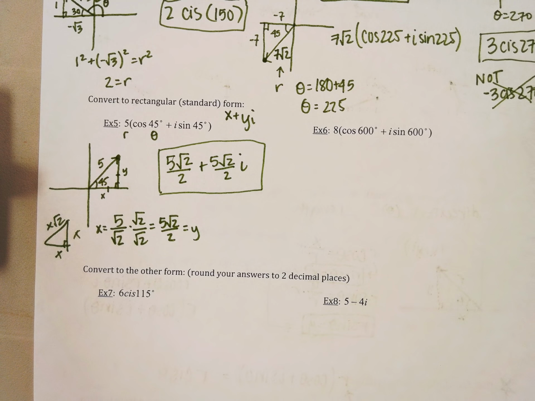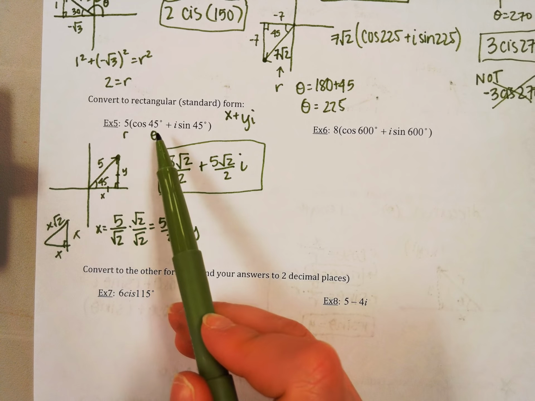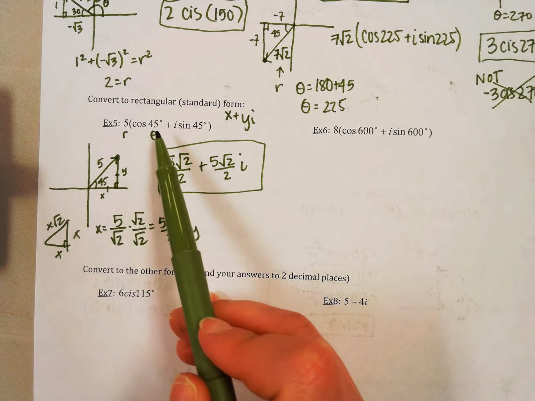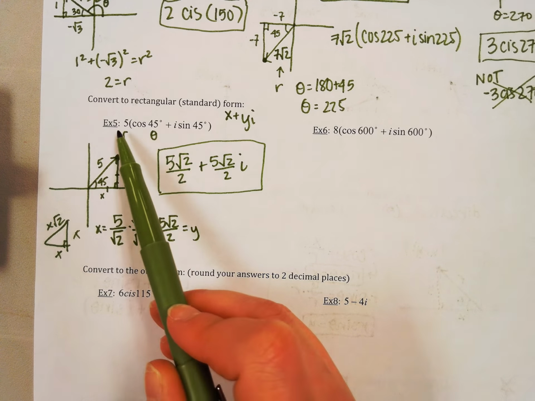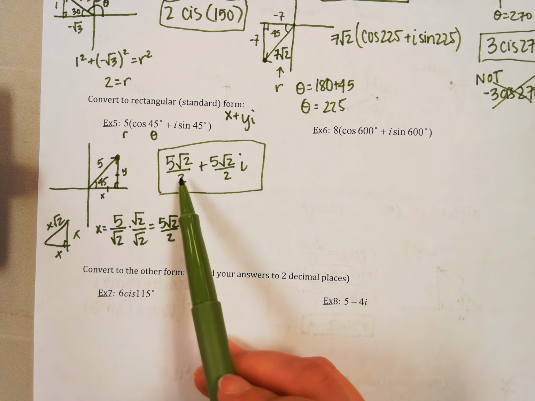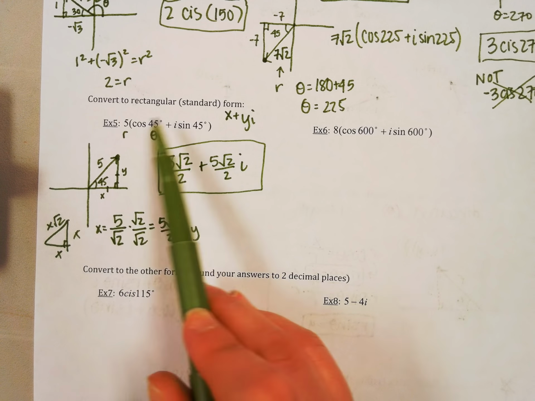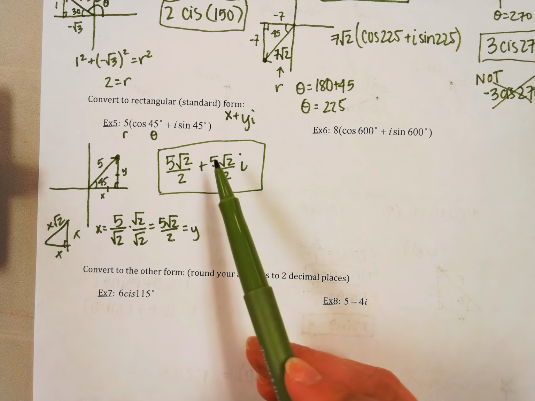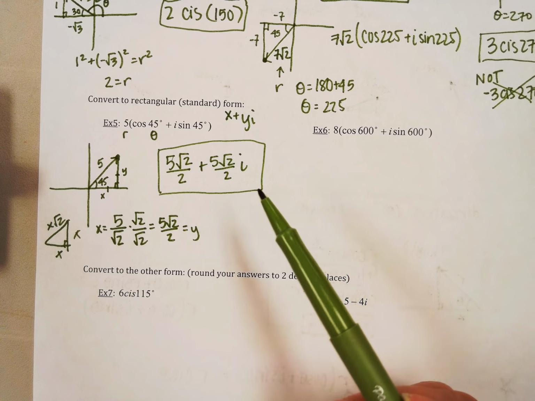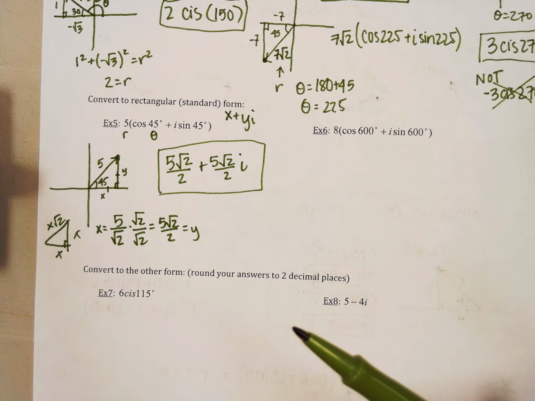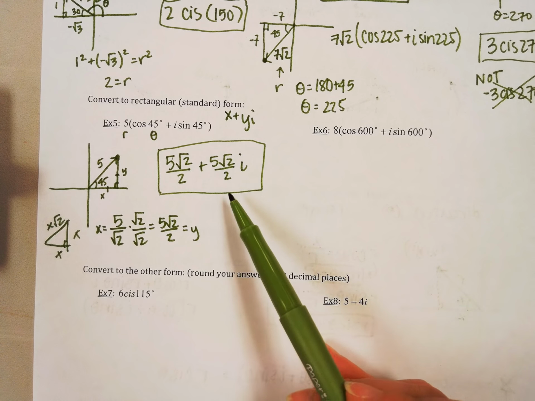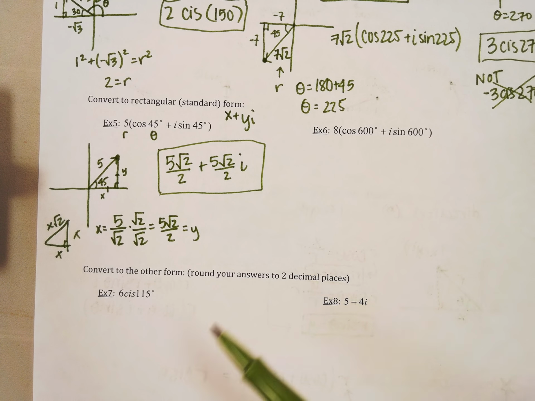The other way you could do this is you can think about it like, okay, I know that the cosine of 45 degrees is root 2 over 2. And if I distribute that 5 to it, I get 5 root 2 over 2. And same thing over here. If I distribute that throughout and actually calculate what the sine of 45 degrees is, I get root 2 over 2. And then I can look at it that way too.